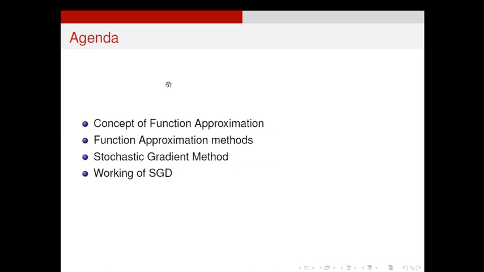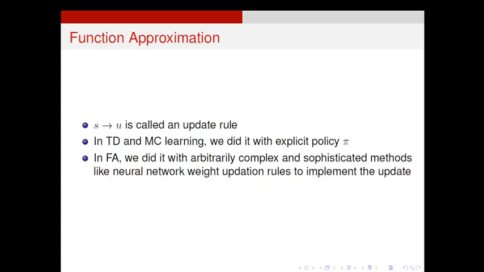The important concepts in our discussion are the concept of function approximation methods, the stochastic gradient method, and the working rule of stochastic gradient descent. First of all, let us see what is function approximation. Function approximation in essence is trying to develop a mathematical or empirical function that will help to define the value of a state in a reinforcement model. For that we will look into these important points.